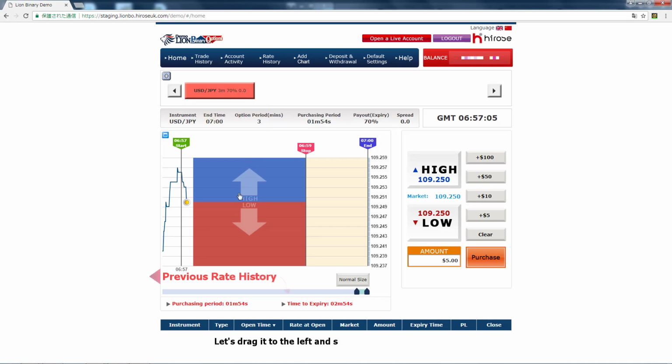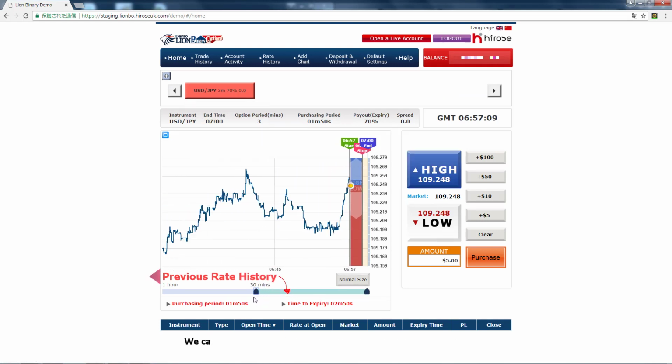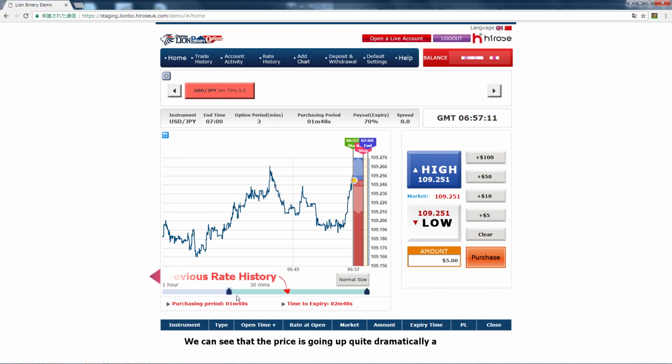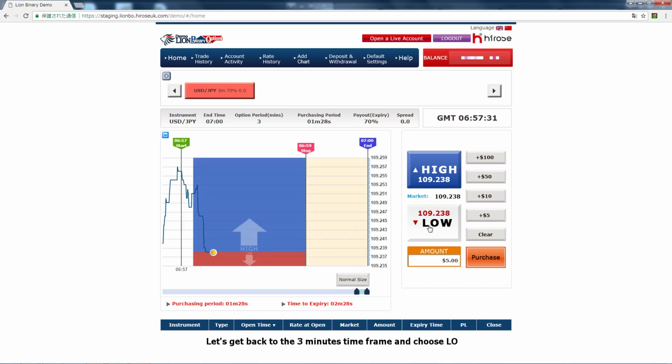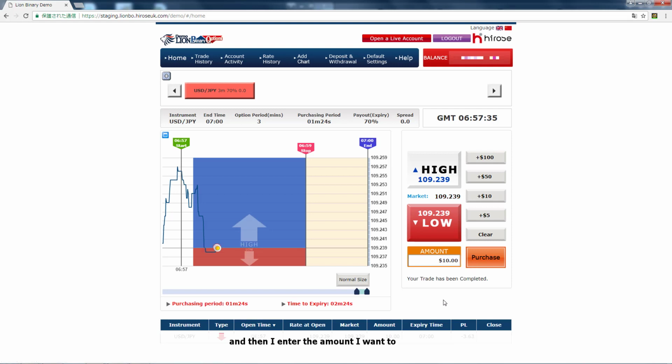Alright, again let's drag it to the left and see the previous rate history. Well, so now we can see that the price has gone up quite dramatically all of a sudden. So I'm guessing that the price is gonna come down really soon. So this time I will go opposite the market direction and purchase low. So yep, let's do it. Alright, so now let's get back to the 3 minutes time frame and choose low, and then I enter the amount I want to trade with, then I click on purchase.